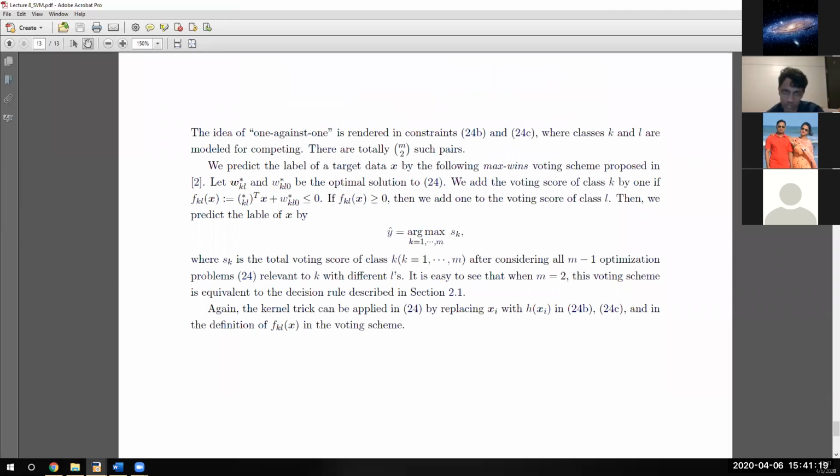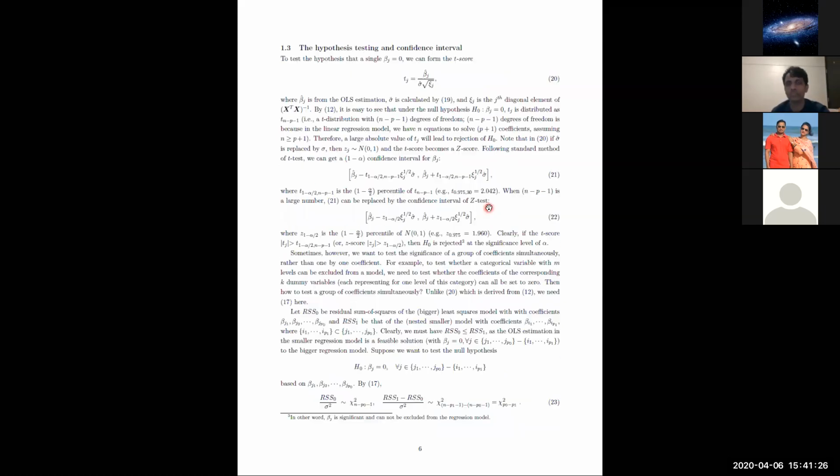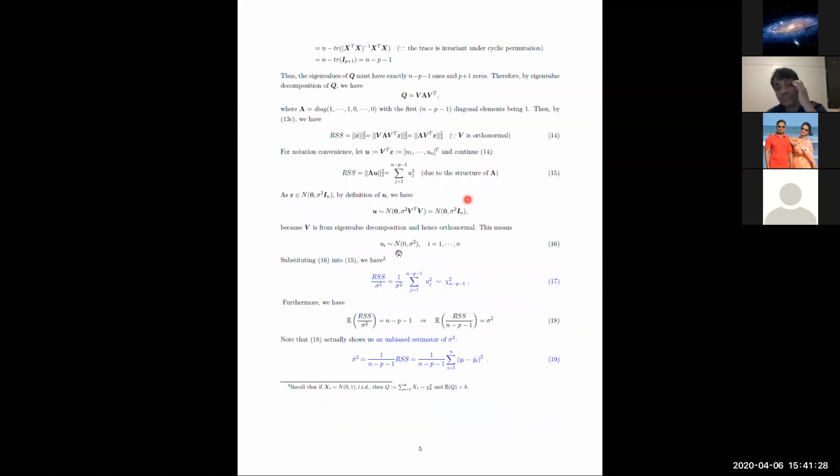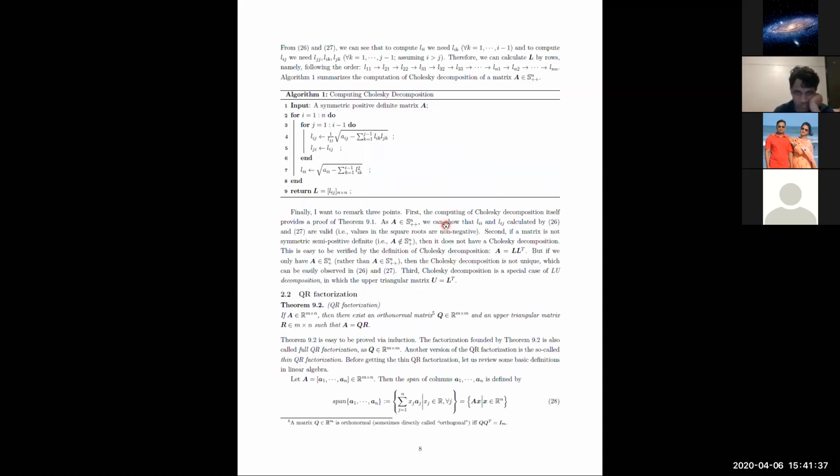Is this lecture 9? Great. Linear regression. In this linear regression, before introducing it, I'm going to tell you that I'm going to include the statistical inference of linear regression here. And also, I'm going to include the Cholesky decomposition and the QR factorization. If you don't know it, I would strongly recommend you read this before Wednesday, let's say. Otherwise, you may feel very painful because it includes a lot of mathematics.